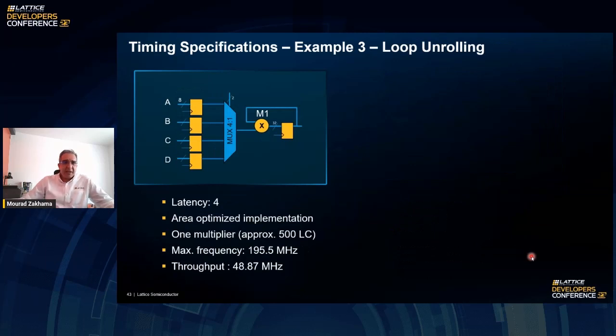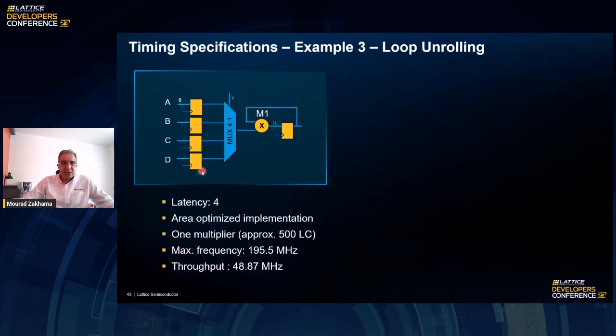So let's say in this example, we have a very limited area. We don't want to implement things in parallel. The resources are very limited. We don't have a hard multiplier, for instance. We only implement that in logic. Then we may opt for having a 4-to-1 mux. So we have all the inputs and we multiply. First thing, we do the multiplication of A, then the output, we multiply it by B, then the output we multiply by C, and so on.